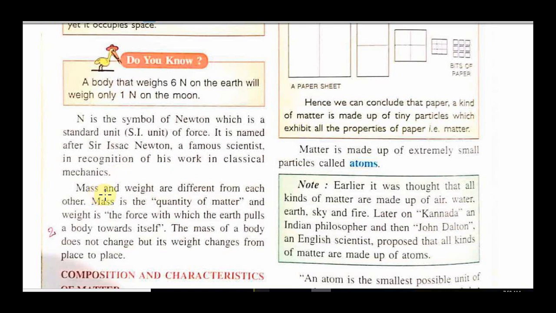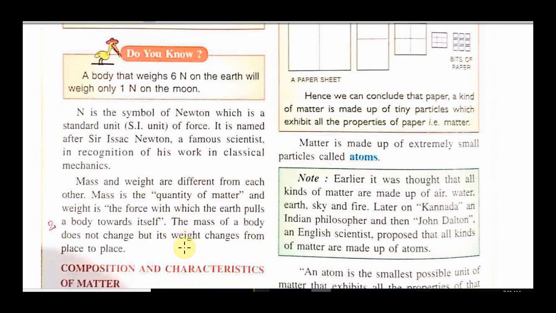Now this is question number 2 in the text box. Mass and weight are different things. Mass is the quantity of matter and weight is the force with which the earth pulls a body towards itself. The mass of a body does not change, but weight changes from place to place.